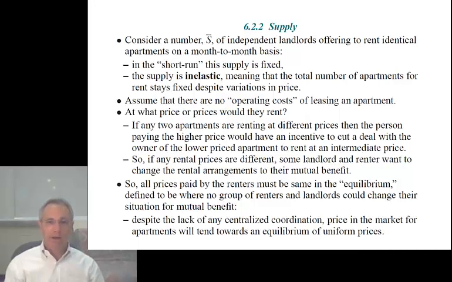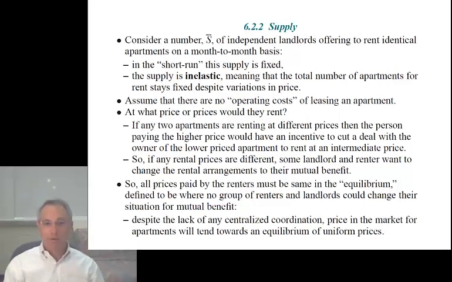Now let's suppose we have a number of landlords, and let's suppose there's a total of them. I'll write S overline for that number. I'll use overline typically to mean the maximum possible. So indeed we could think of S overline as the maximum possible apartments that could be rented. And they're going to rent identical apartments, this is an idealization, on a month-to-month basis.